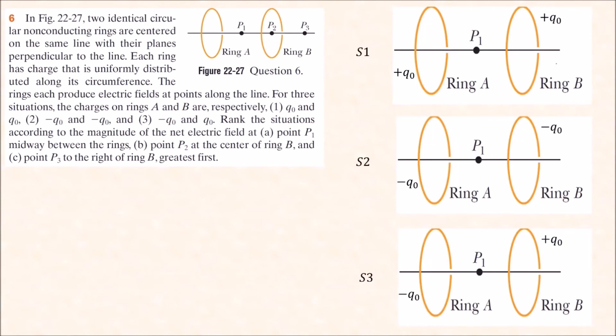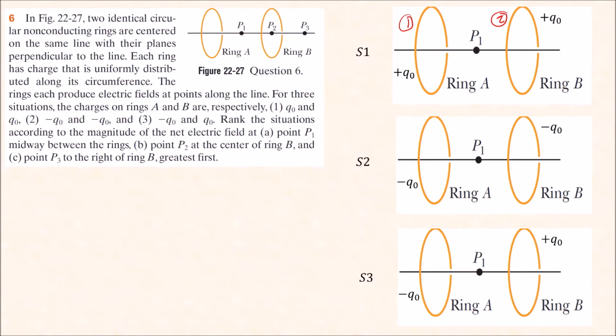This is all point 1. Situation 1, 2, 3. In 1, both of them are positive. In 2, both of them are negative. In situation 3, one of them is negative, one of them is positive. Okay? We said that the electric field of a ring of charge on its axis is away from the center if the charge is positive, toward the center if the charge is negative. So let's call this ring number 1, call this ring number 2.